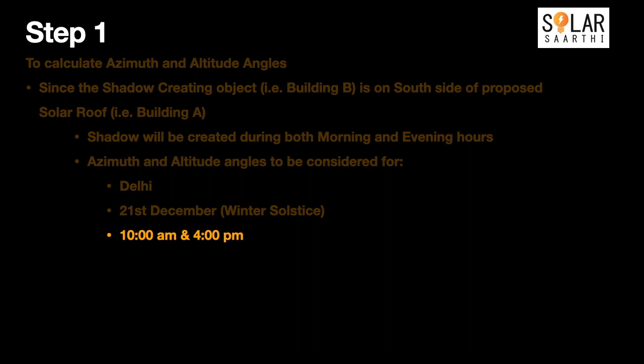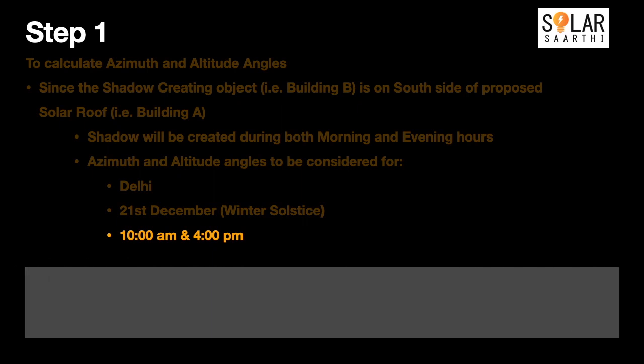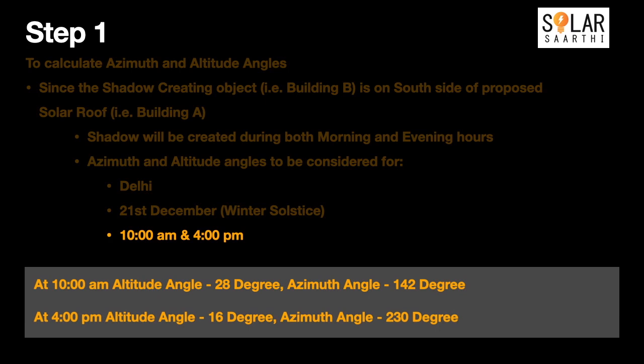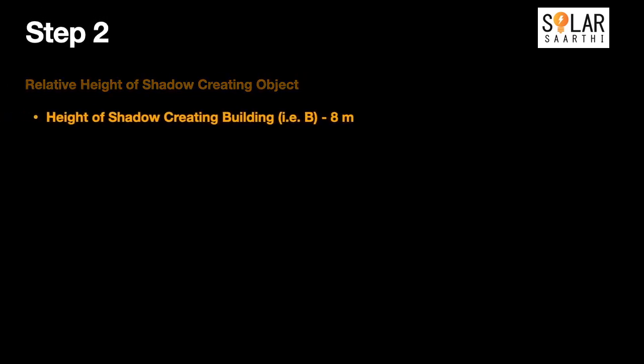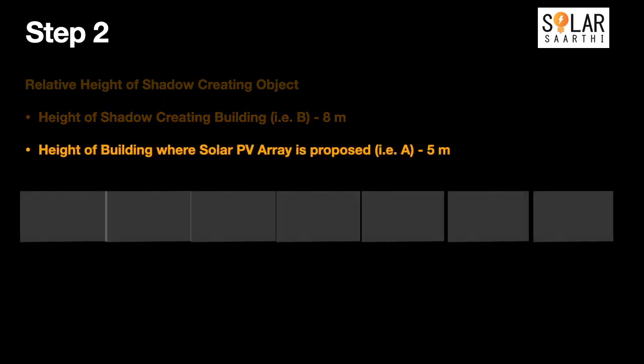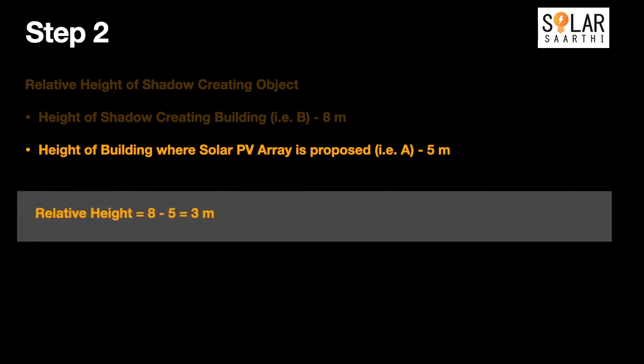So again, using the same steps as we followed in the last example, we got that the azimuth and altitude angles for this particular site at 10 a.m. the altitude angle is 28 degrees, the azimuth angle is 142 degrees, while in the evening, the 4 p.m., the altitude angle is 16 degrees, while azimuth angle is 230 degrees. Now going to step 2, again we'll have to find the relative height. We know that the height of building B is 8 meters, the height of building A is 5 meters, so the relative height comes out to be 3 meters.